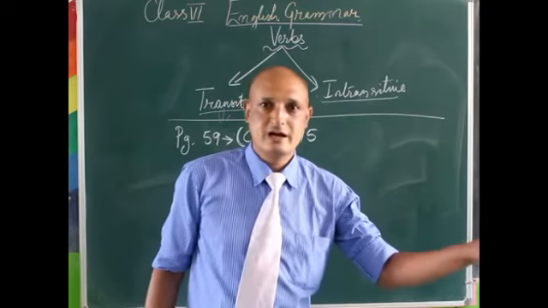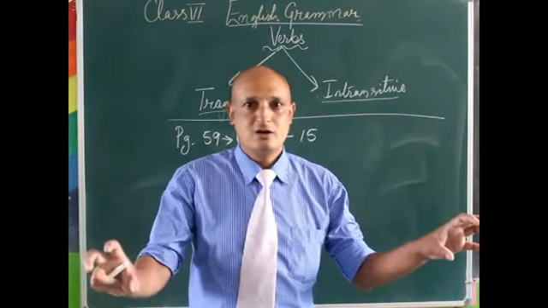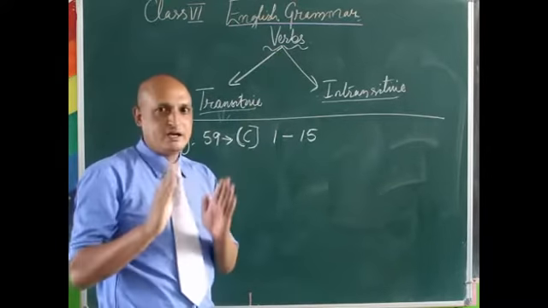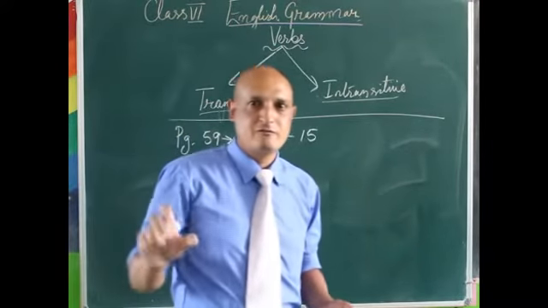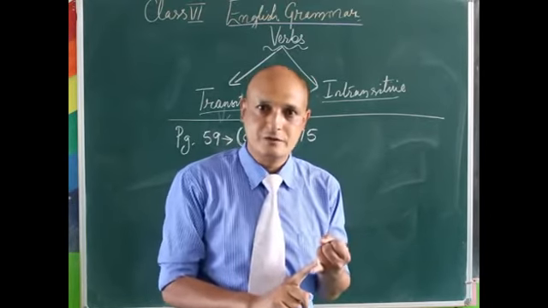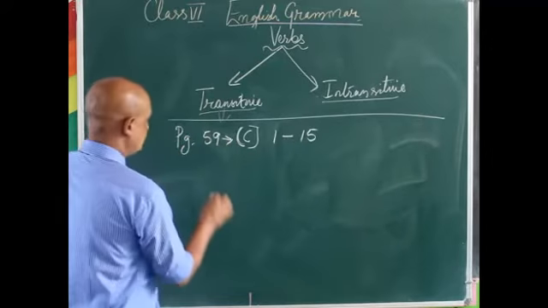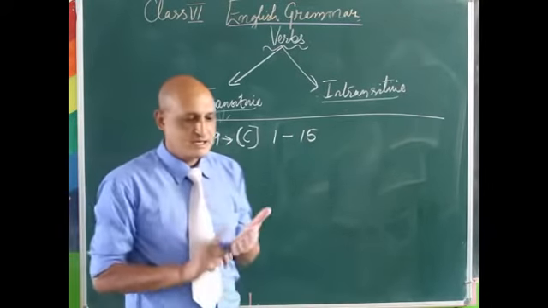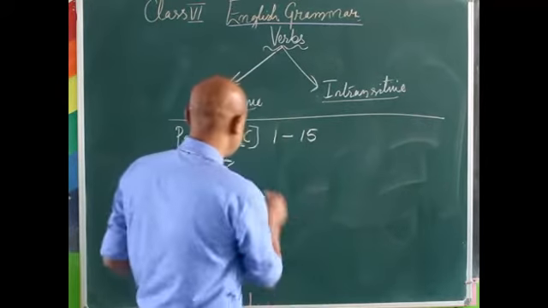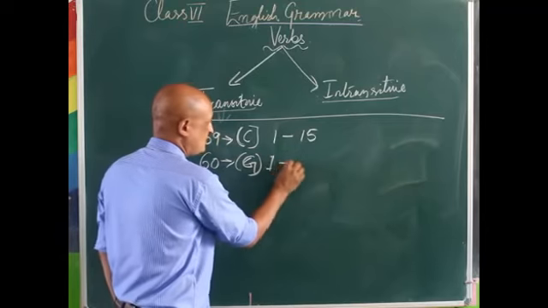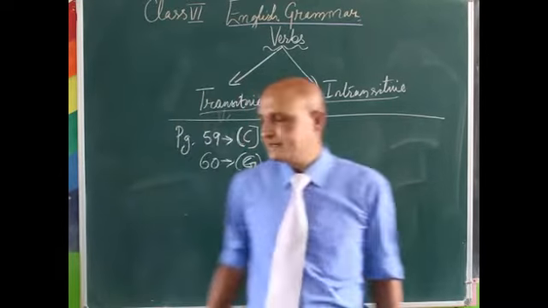Clear? To find out whether it is a direct object or an indirect object. Take the chapter on verbs. In exercise A, you have to underline the given verbs. Hope you have understood what verbs are. The second one, go to page number 60, exercise G, from exercise number 1 to 10.